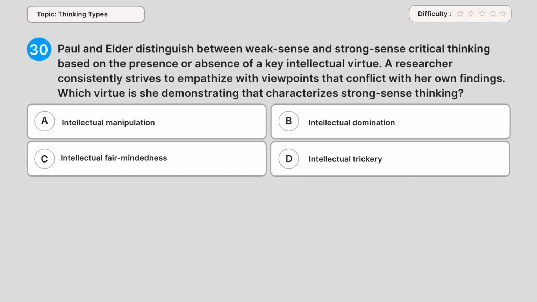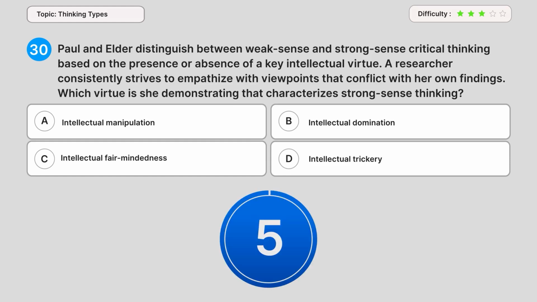30. Paul and Elder distinguish between weak sense and strong sense critical thinking based on the presence or absence of a key intellectual virtue. A researcher consistently strives to empathise with viewpoints that conflict with her own findings. Which virtue is she demonstrating that characterises strong sense thinking? A. Intellectual manipulation. B. Intellectual domination. C. Intellectual fair-mindedness. D. Intellectual trickery. Can you guess the answer?